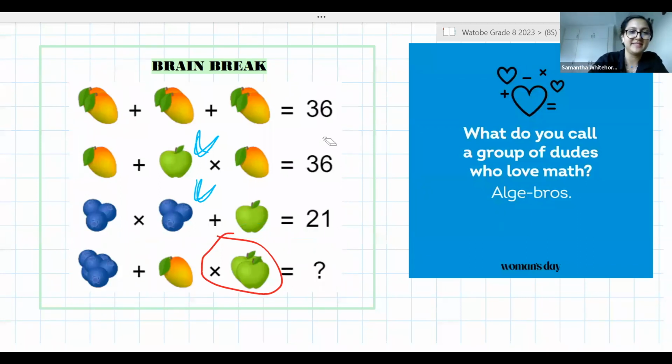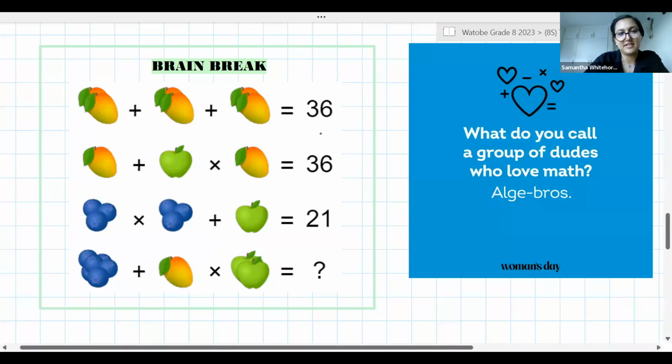Ma'am, the last one, ma'am, I said there's 2 blueberries there. So I said it's 4 plus 4, it's 8. Then I said plus the mango, which is 6, times the 2 apples, which is 10, equals to, yes, ma'am.